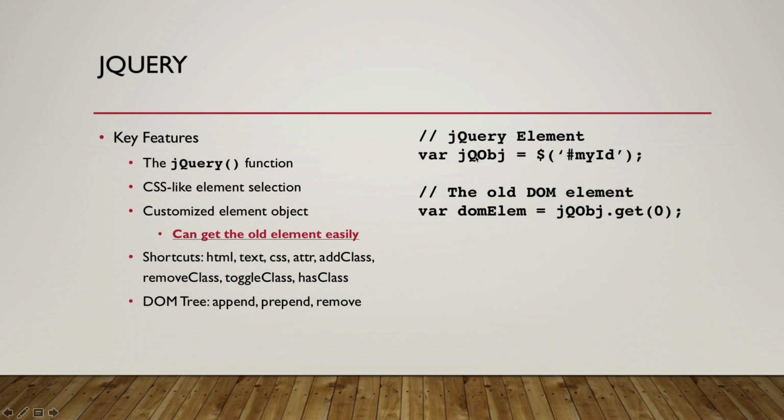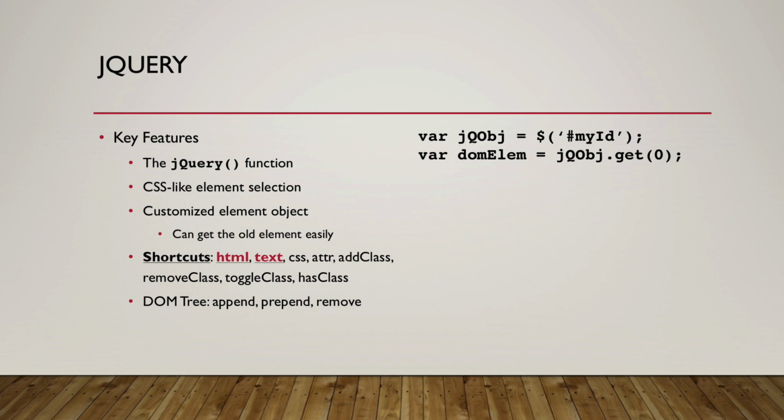Once you've got this, it's really easy to get the original object. Even if this was an array of objects, all you have to do is say .get(0). If it's just one object, then you'll get the DOM element that you're used to from JavaScript. If it was an array of objects, you'll get the DOM element for the first one. And if there were more than one, you could select them using a different number here other than 0. So it's really easy to have both your jQuery element and your old element side by side if you need to work with them. Now, let's see what we can do with this jQuery element.